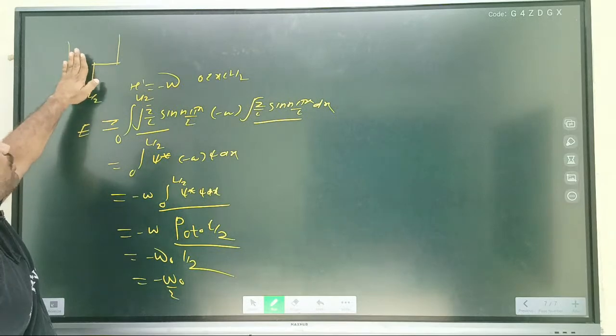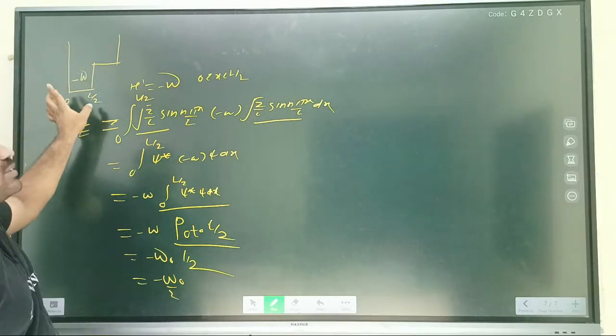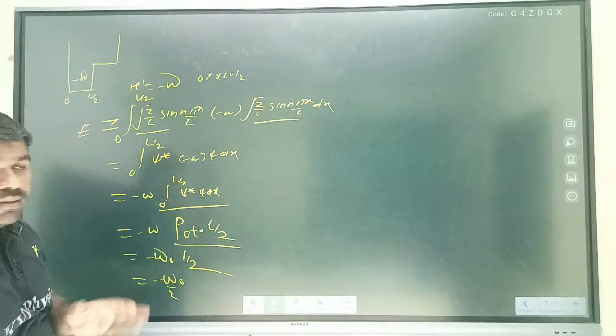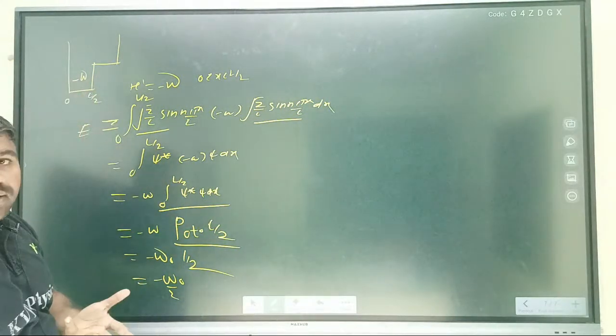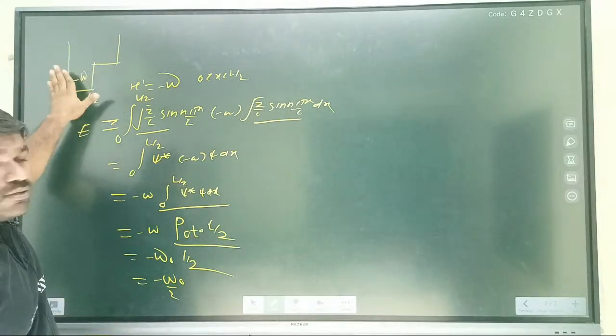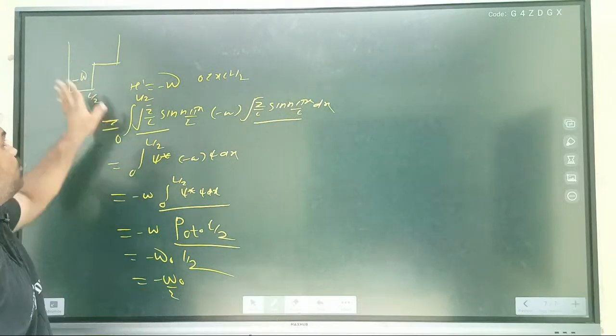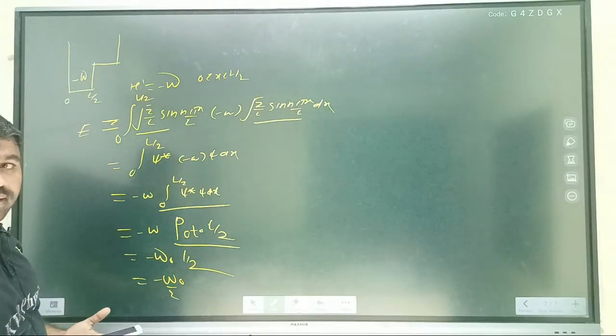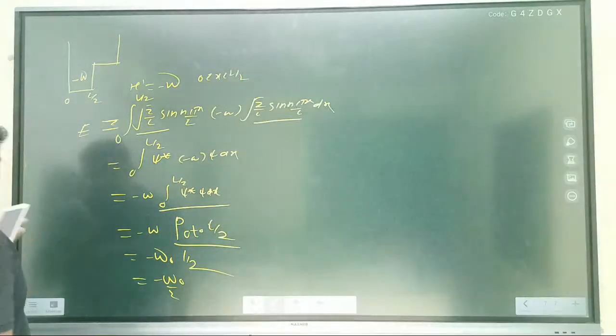This is a perturbed part. Is it understood? In which region? 0 to L by 2. This constant comes outside, so for 0 to L by 2, just find out the probability of this region. That's it. Okay? Constant into probability. What is the constant? Minus omega, into the probability for this region. For 0 to L by 2, how much will it be? It will be half. Right? That is, 0 to L by 2.